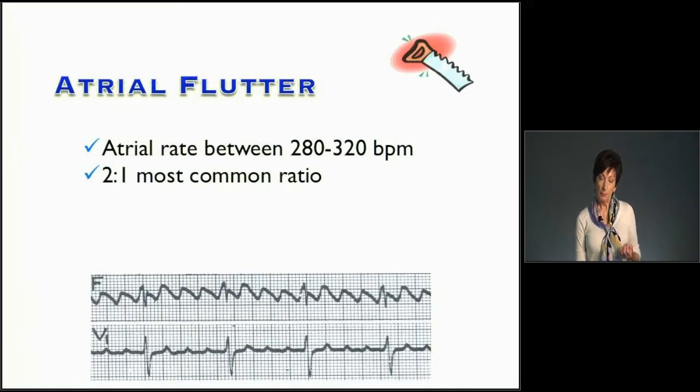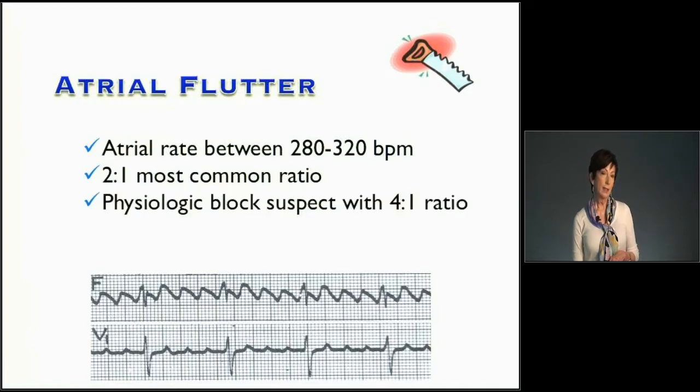It's the most common rhythm after AFib. About 30% of the time when it develops, it's due to coronary artery disease. Hypertension would probably be responsible for another 30%. And some have no evidence of heart disease, and that's probably the remainder of the population, no evidence at all.